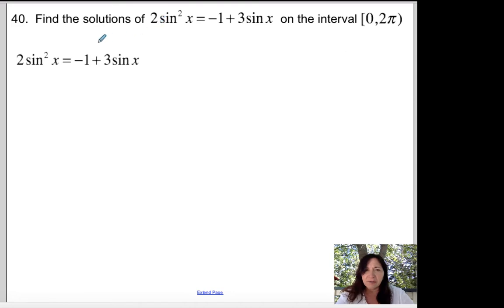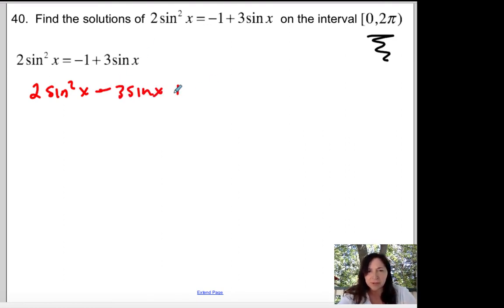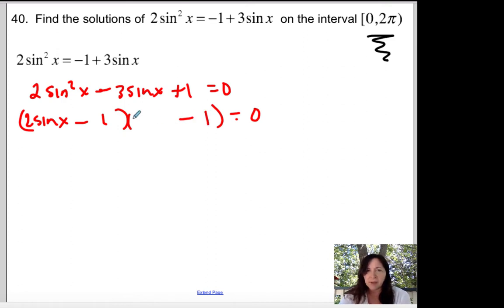The next question says, find all the solutions. So we have 2 sine of x, another quadratic, and in an interval from 0 to 2 pi again. I'm going to set everything equal to 0. So we have 2 sine squared of x minus 3 sine of x plus 1 equals 0. And for this problem, I am going to factor. So I get 2 sine of x minus and a minus. And this will be just sine of x. And let's see, that'll be -2 and -1 makes -3.